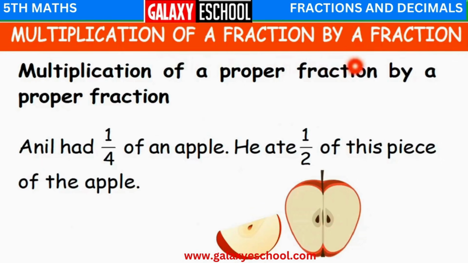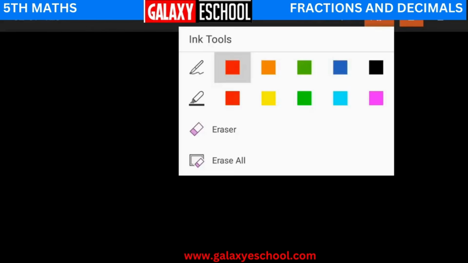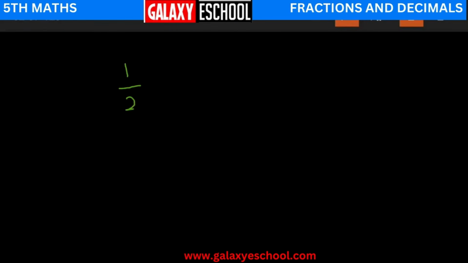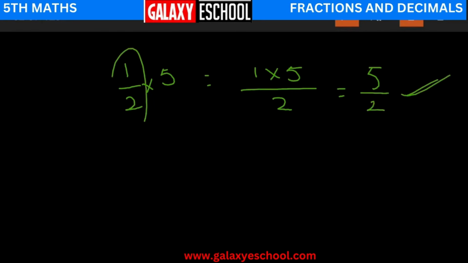Multiplication of a fraction by a fraction. So in the previous class we have discussed multiplication of a fraction by a whole number. What did we do? Suppose we had a fraction 1 by 2 into whole number 5. We multiplied the numerator with the whole number, then divided by our denominator: 1 into 5, 5 divided by 2. Yes, this was multiplication of a fraction by a whole number.